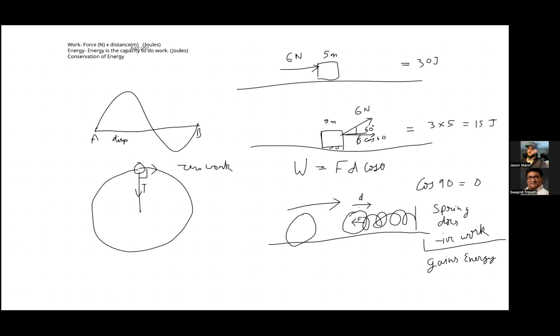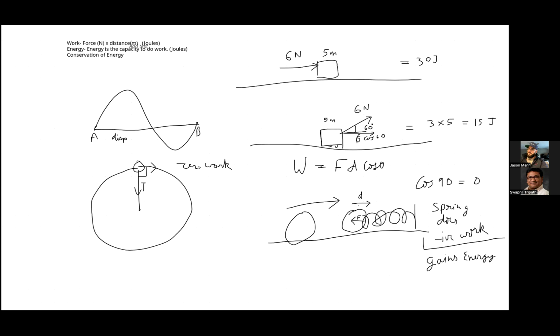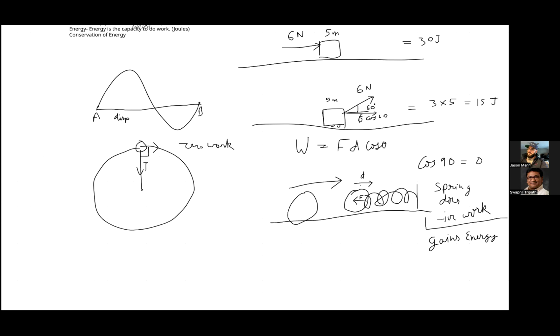So generally, if you slow down something or stop something, then it is said to be negative work. And in that case, mostly this happens for mechanical systems that they can gain energy. So by doing negative work, the system gains energy. And then the opposite happens with positive work. If anything does positive work, then it loses energy.